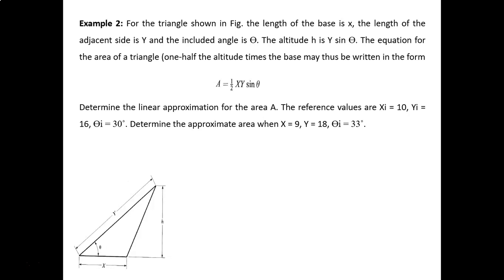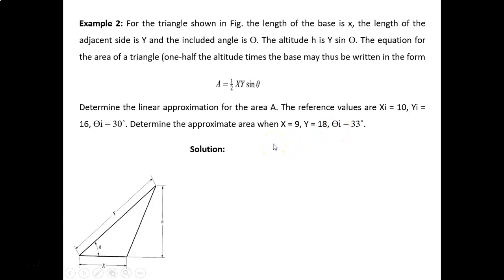For the area A, the reference values are xi is equal to 10, yi is equal to 16 and theta I is equal to 30 degree. Determine the approximate area when x is equal to 9, y is equal to 18 and theta is equal to 33 degree. Therefore, this is the triangle and we have to find out its approximate area. This value is theta is equal to 33 degree.